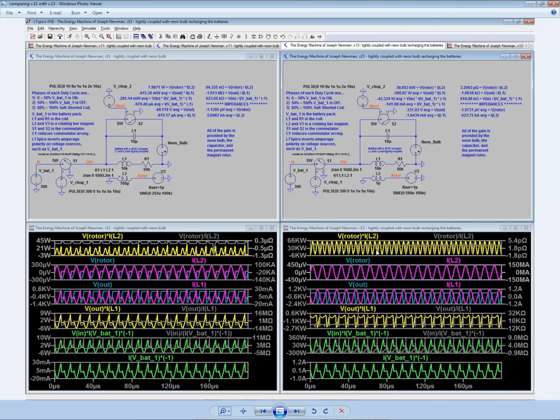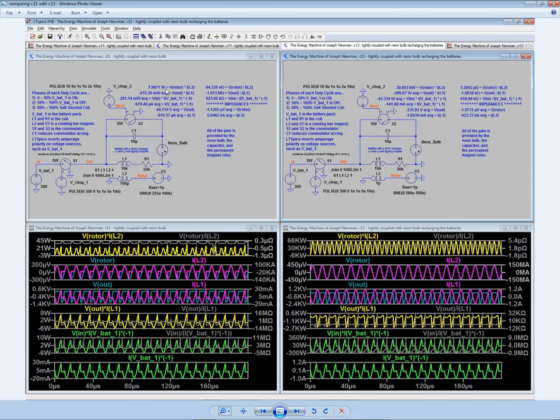I'm kind of fascinated that version 13 has to supply more energy to recharge the batteries, and so the current on the spinning magnetic field is significantly higher, and it's negative. It has to be to overcome the positive volts on the batteries. So the current on the spinning magnetic field for charging the batteries is negative 423 kiloamps, while when I don't bother to recharge the batteries, it's positive 5 kiloamps on the spinning magnetic field of the rotating bar magnet. So it's very interesting. That's one of the major differences.